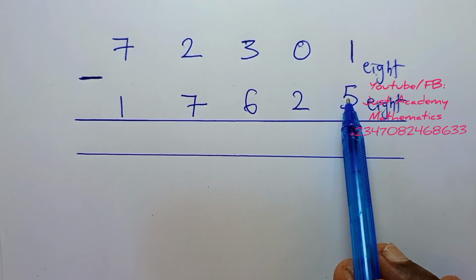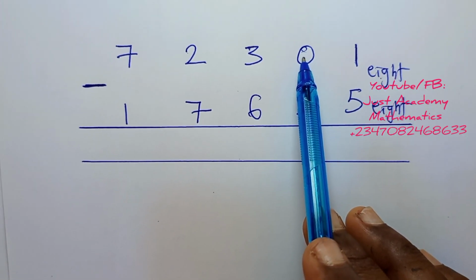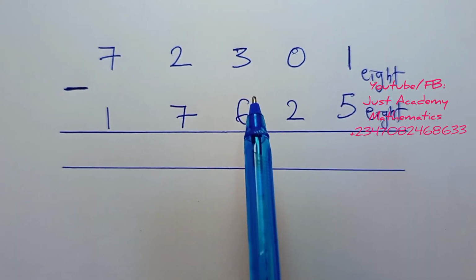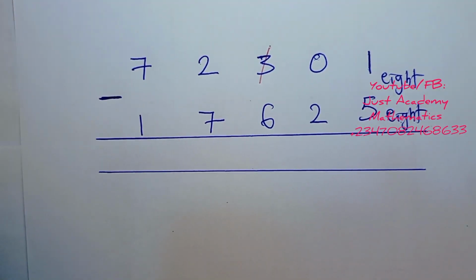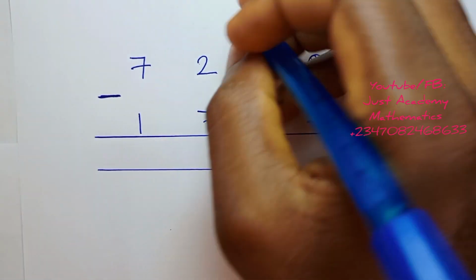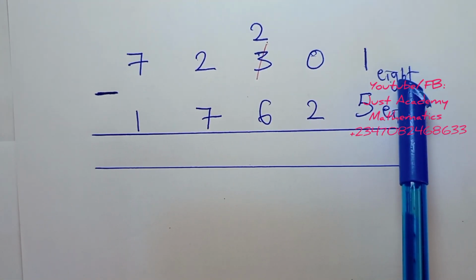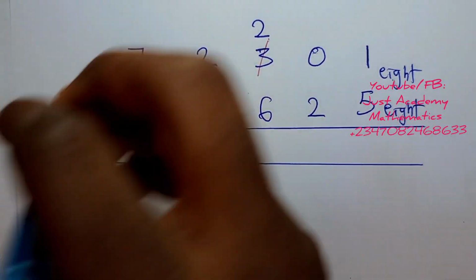So 1 minus 5, it cannot work because 5 is bigger than 1. We'll come here and borrow. There is nothing here to borrow. We come here, we borrow 1 from 3. If we borrow 1 from 3, what is remaining there now? It will remain 2. The one we borrow will turn to 8, because it's in base 8. The one we borrow from here now becomes 8. We'll write it here.